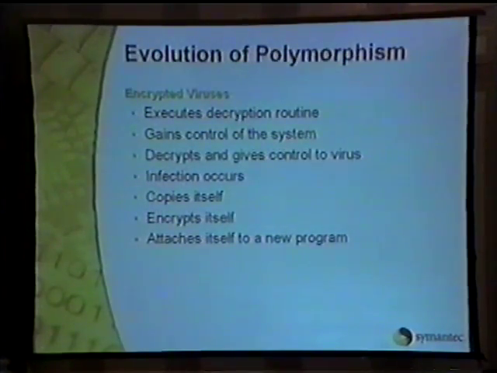Basically, here's the flow of an encrypted virus. It executes its routine, then it gains control of the computer, and then decryption occurs and gives control to the virus. Once the infection occurs, the virus then copies itself to files, programs, or whatever.